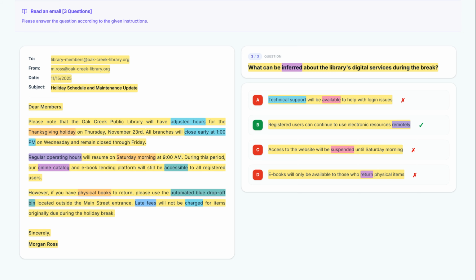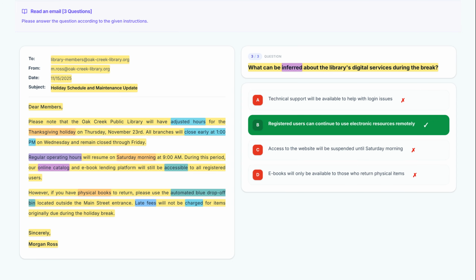The correct answer to this question is option B, since the text confirms digital resources will still be accessible during the closure. To succeed in the read and email section, always focus on the logistical details like dates and specific instructions. Pay close attention to the subject line in the first paragraph to identify the main purpose quickly. Remember to distinguish between what is available physically and what is available online during closures.